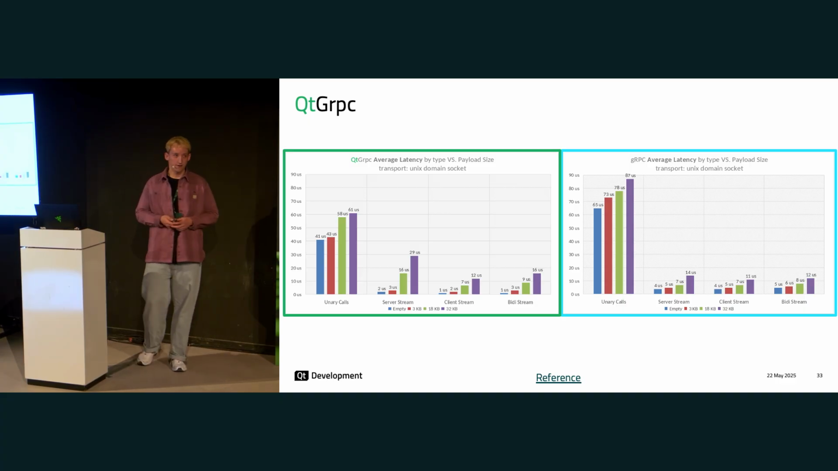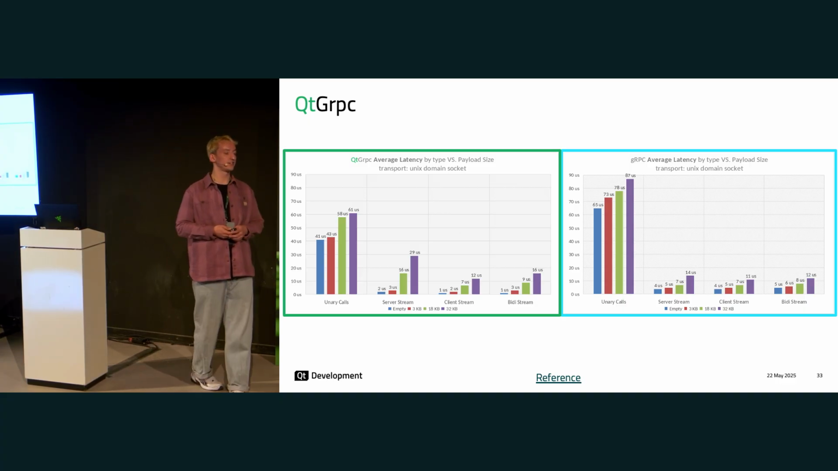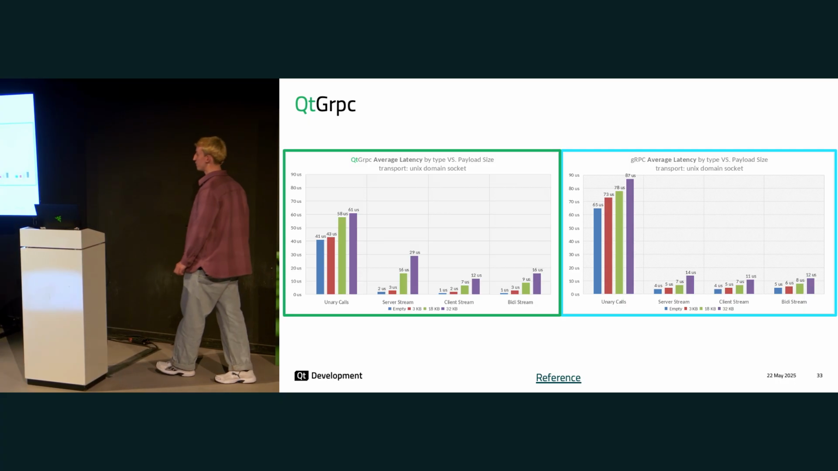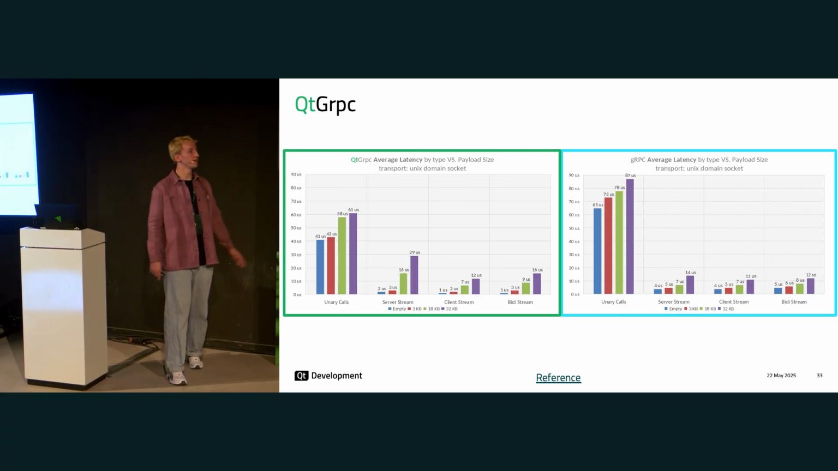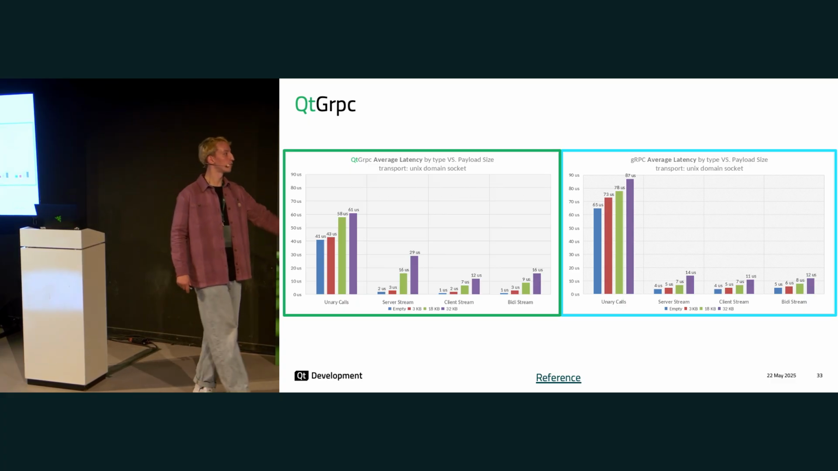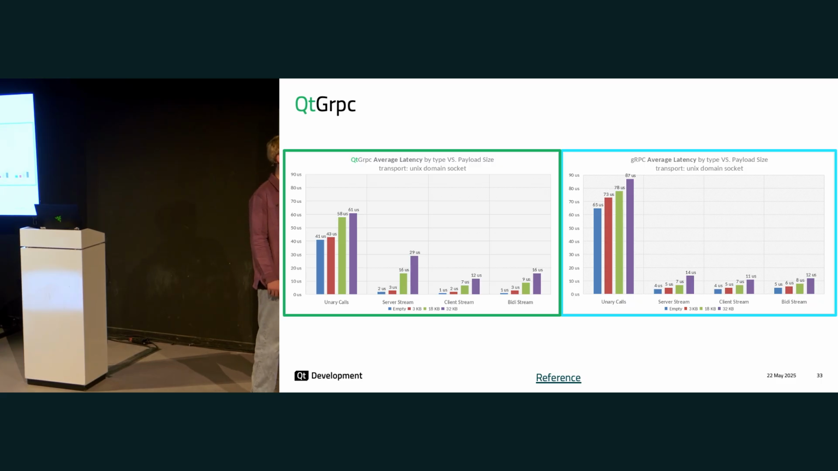So let's compare Qt gRPC with gRPC. Qt version on the left, gRPC on the right. And we have the 4 columns here, unary calls, and then the 3 streaming types. And we do quite well for small message sizes on the latency. We're actually a bit faster there, but then when the size increases, we suffer a bit more.